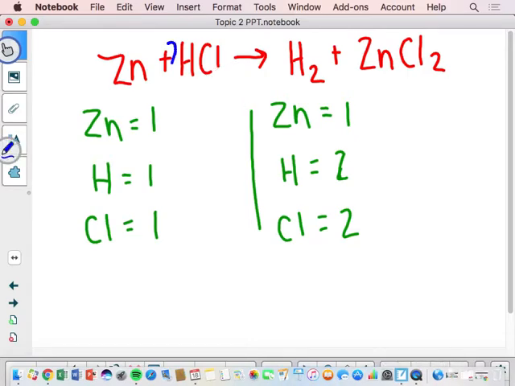So you guys said it, 2 here, right? Sorry, my Cl is a bit off. If we add a 2 there, it changes our Cl to 2. What does it do to our H? Changes it to 2 as well. Oh look, it's balanced. Yay, we're done.